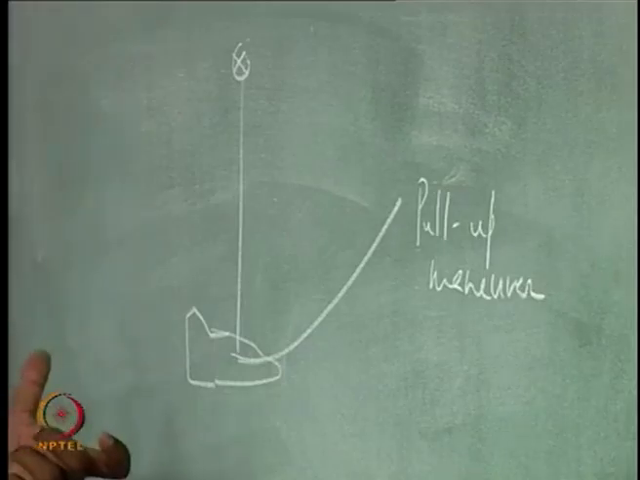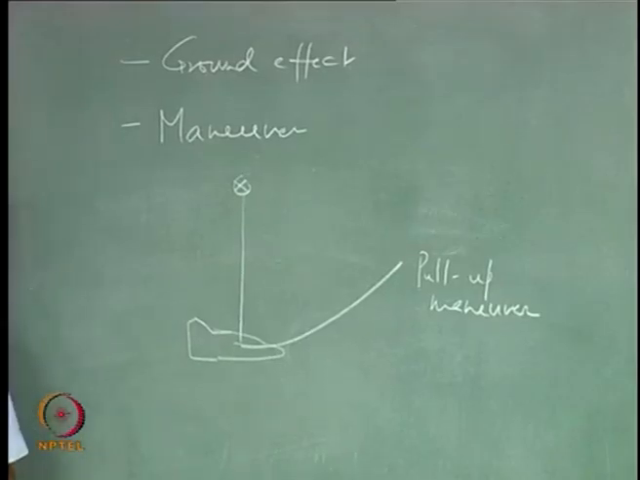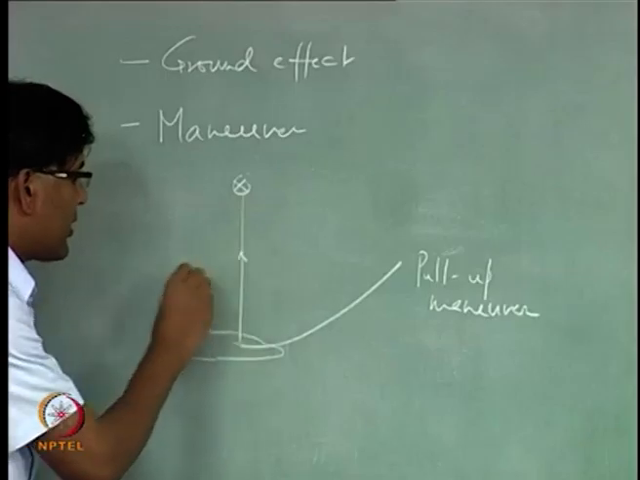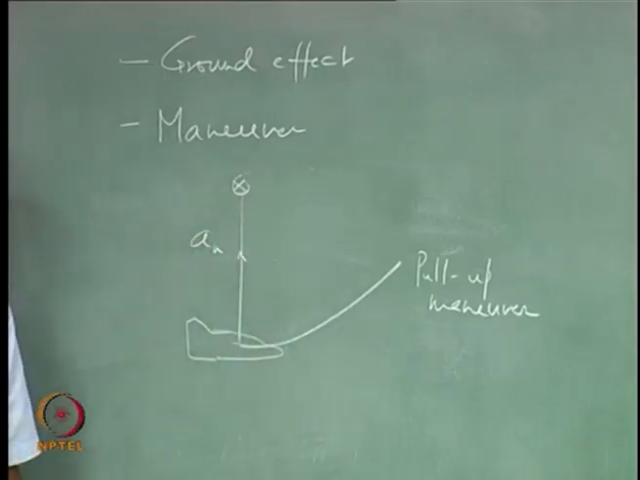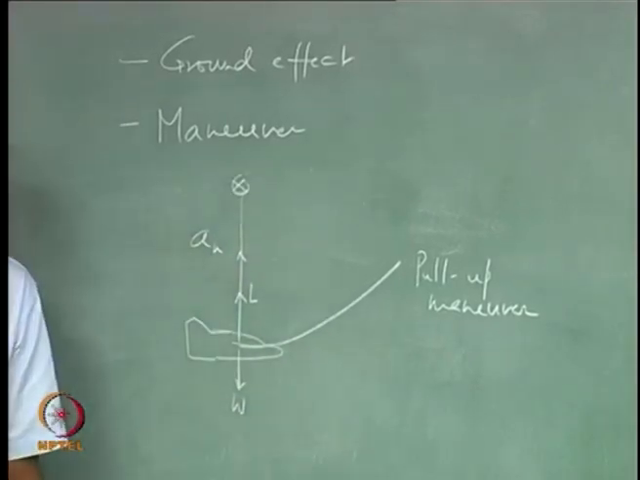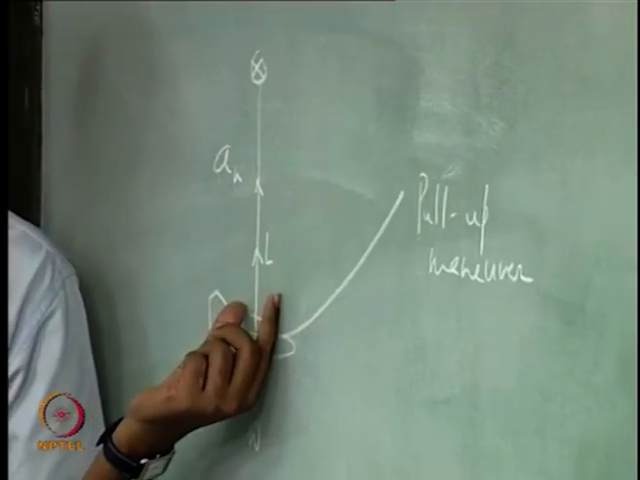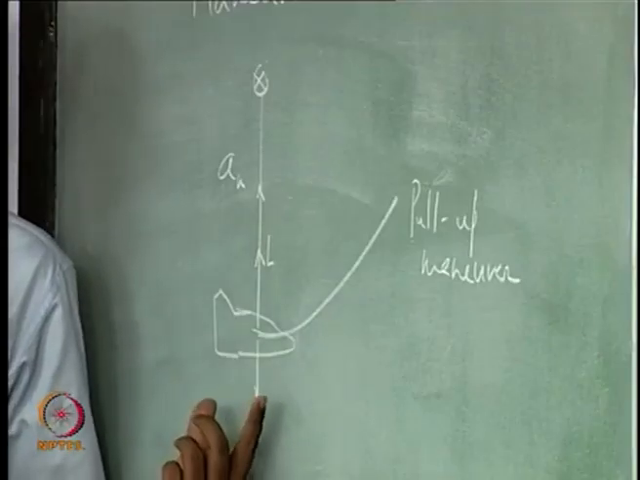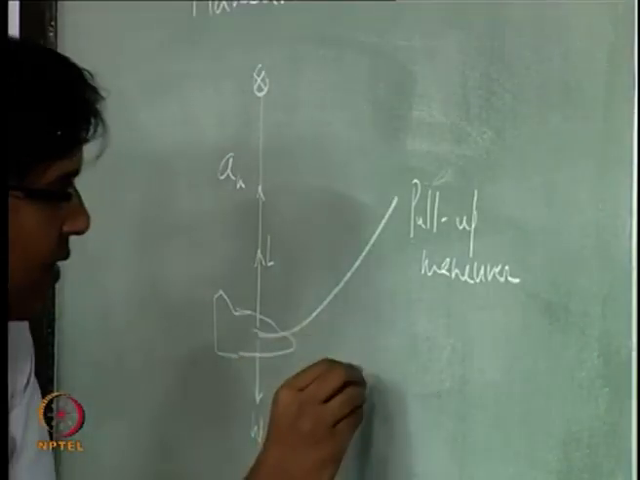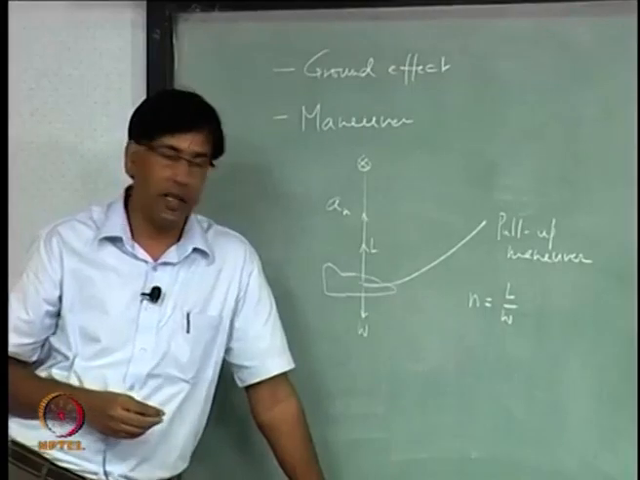What all do I need to have for this aircraft to pull up? So you want to create an acceleration, no? A normal acceleration upward. So there is a weight and this is your lift L, right. You can do this maneuver only when the lift is going to be more than the weight, right, that is clear, and that ratio is called the load factor, right.